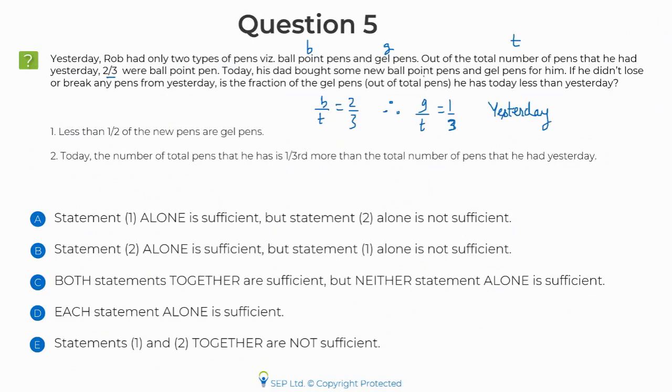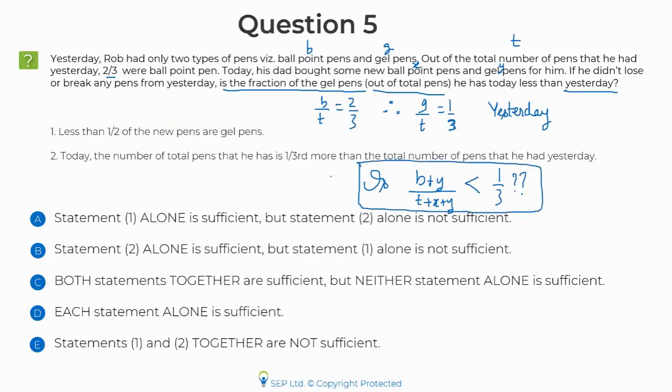Today, his dad bought some new ballpoint pens, so you could call it X, and gel pens, so let's call it Y. If he did not lose or break any pens from yesterday, so the B and G are still intact, is the fraction of the gel pens, which is G plus Y out of the total pens, where the total is now T plus X plus Y, right? Is this fraction less than yesterday? Yesterday it is 1/3. Is this fraction less than 1/3? That is what you are trying to find out. If you want to keep it simple, you're saying is gel upon total today less than 1/3? That is the question you are asking yourself.